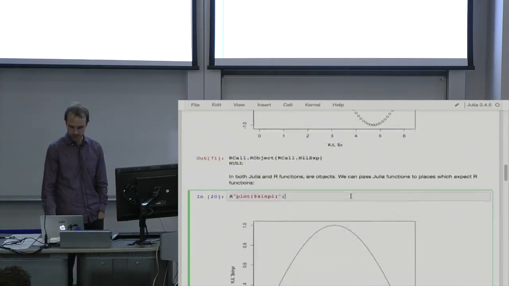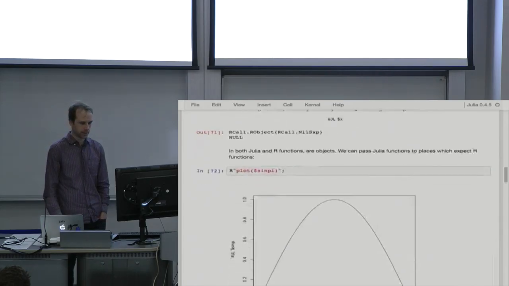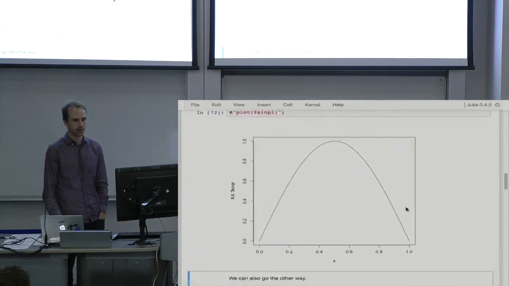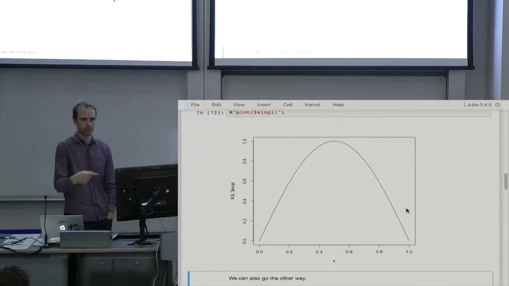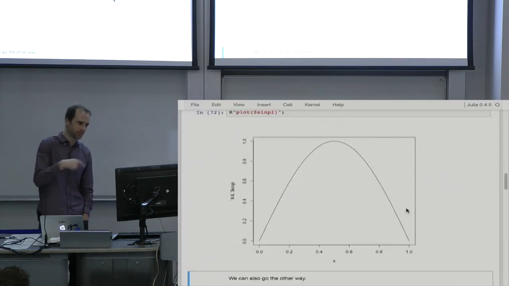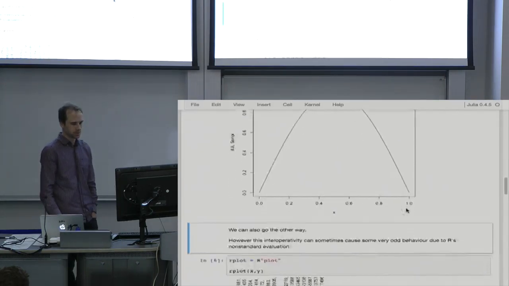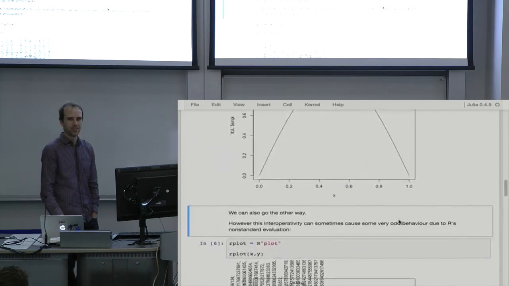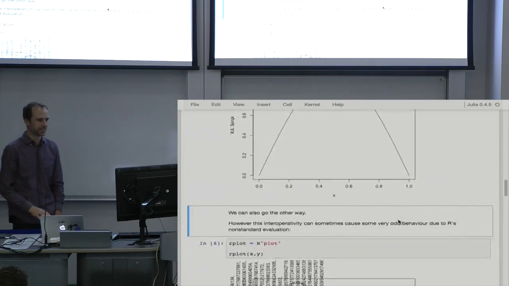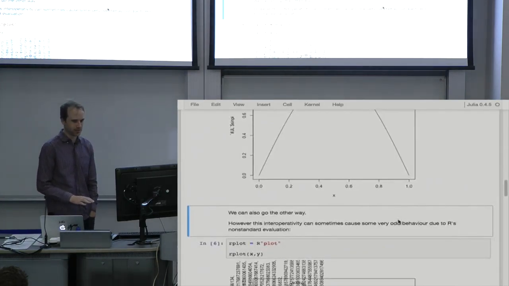So in this case, we can also pass the Julia sinpi function and plot that. So this is a plot in R of the Julia sinpi function, calling it from R. And we can also go the other way. This is where you start finding R has a lot of quirks, and one of the craziest ones by far is non-standard evaluation.